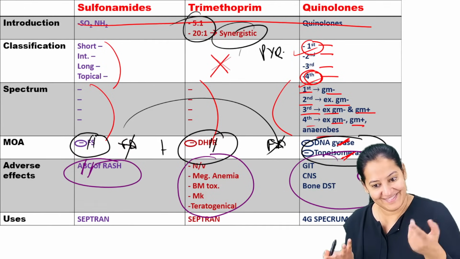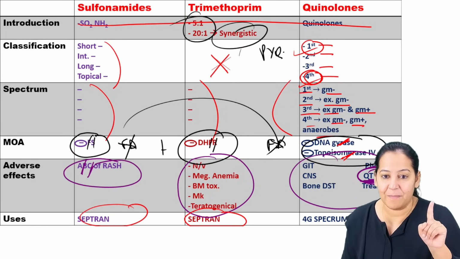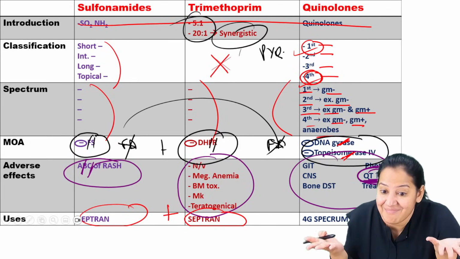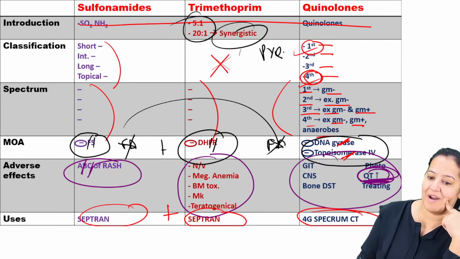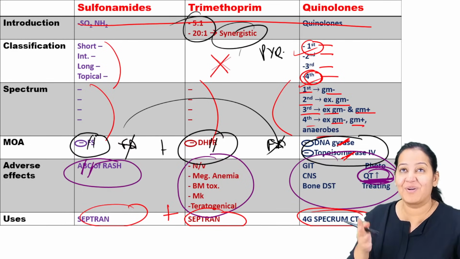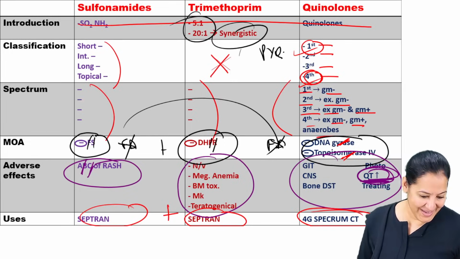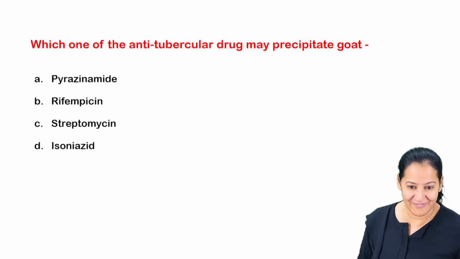Uses are very easy. Here the use is septron. Here also the use is septron because they are given in combination. So use the same. Here the use is 4G spectrum CT. I wish if I had time, I would say the full form again. But I am not saying it because time is limited. The clock is running. Can we go ahead? Say yes if you can go ahead.